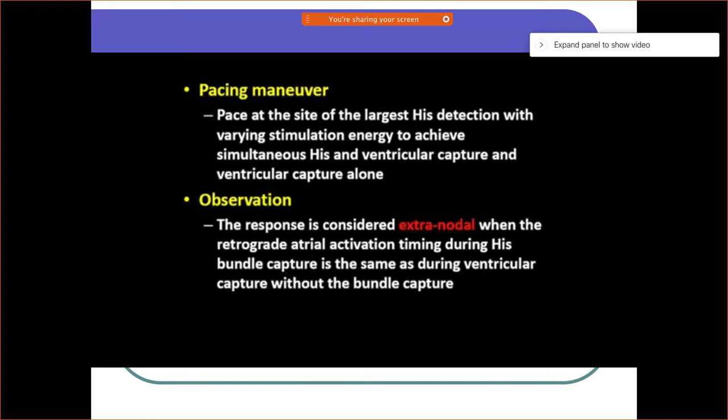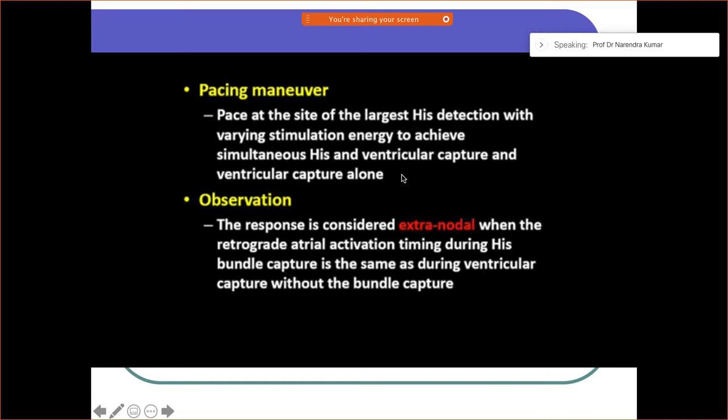So what are the pacing maneuvers? So pacing maneuvers, we all are aware. So what happens is you have to pace at the site of largest his detection with varying stimulus energy to achieve simultaneously his and the ventricular capture and ventricular capture alone. So there are 2 instances, okay? One is simultaneous his and ventricular capture and the ventricular capture alone.